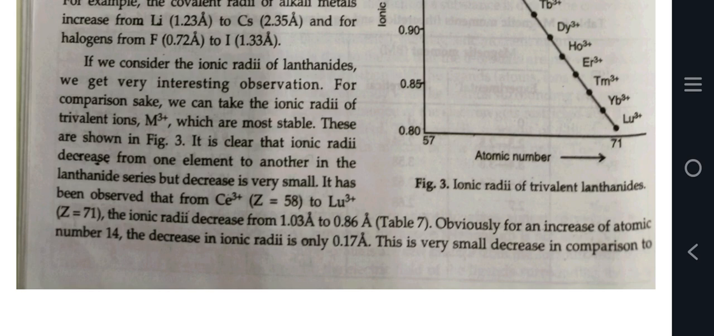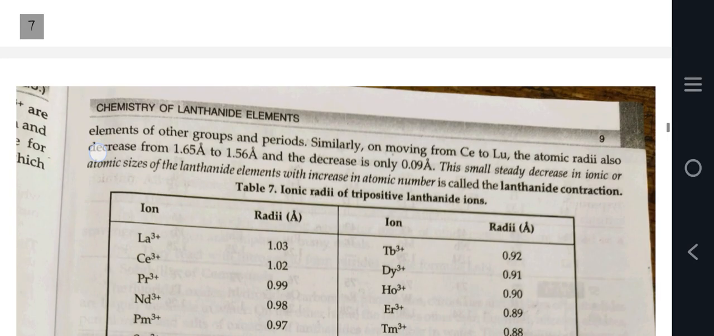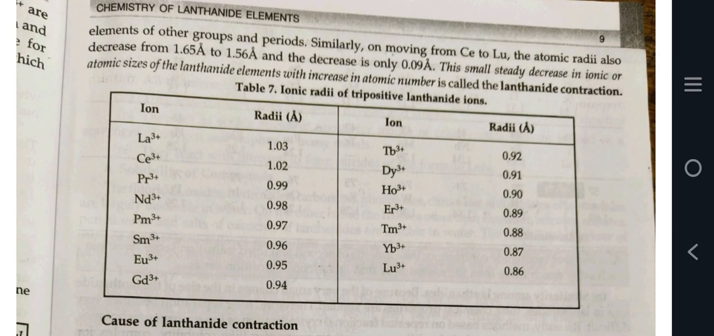This is a very small decrease in comparison to elements of other groups and periods. Similarly, on moving from cerium to lutetium, the atomic radii also decrease from 1.65 angstrom to 1.56 angstrom, and the decrease is only 0.09 angstrom. This small, steady decrease in ionic and atomic size of the lanthanide elements with the increase in atomic number is called lanthanide contraction. Ionic radii of tripositive lanthanides.